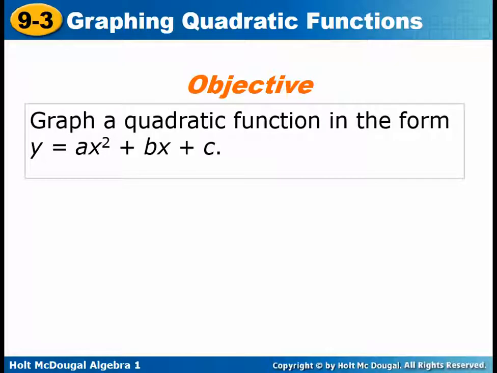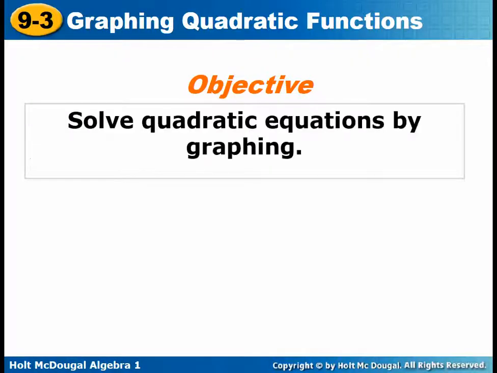In this video, we're going to go over the assignment on graphing and solving quadratic functions. This is from 9.3 and 9.5 kind of combined. One objective is to graph a quadratic function in the form y equals ax squared plus bx plus c. Our other objective is to solve quadratic equations by graphing. So once you graph it, you can find the solution.